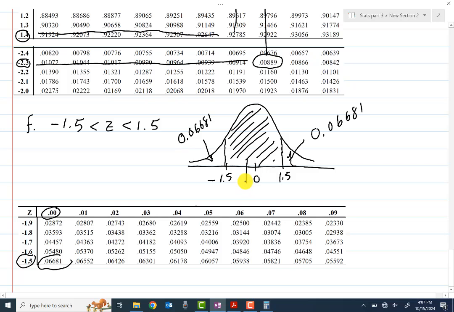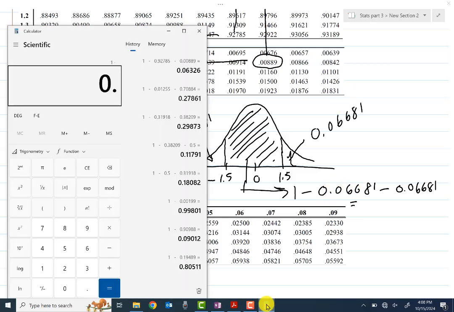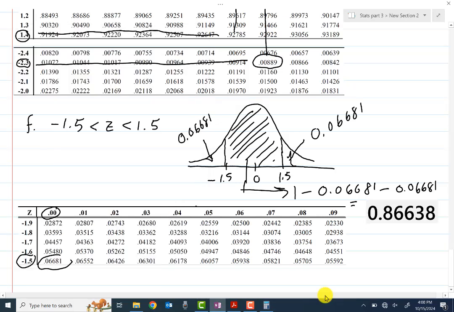So then the amount in the middle, I'm going to take 1 minus 0.06681 and then minus the other one, or you can do 1 minus 2 times 0.06681. Either way, you'll end up at the same answer. So we can see this middle section here has more than 86% of the data.